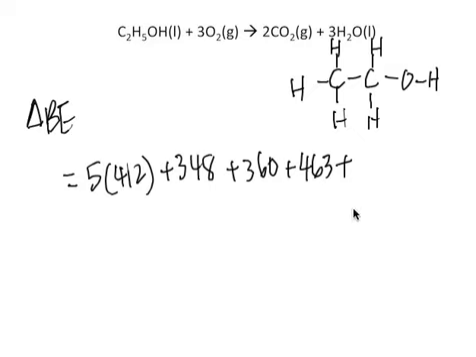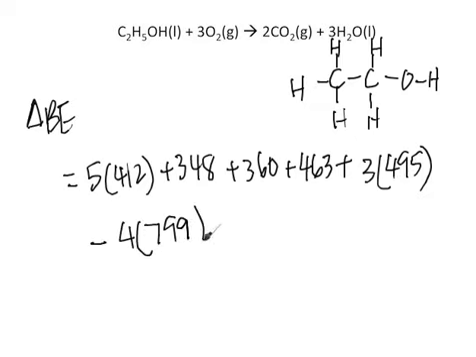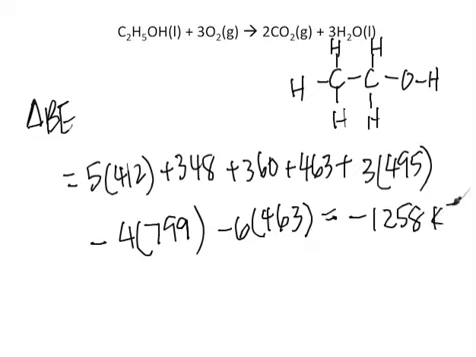3 O double bond to an O, and then we're going to subtract 4 C double bond to an O, because carbon dioxide has 2 and we have 2 carbon dioxide, so 4, and then 6, 3 times 2, OH for the water. This is going to be about -1258 kilojoules.